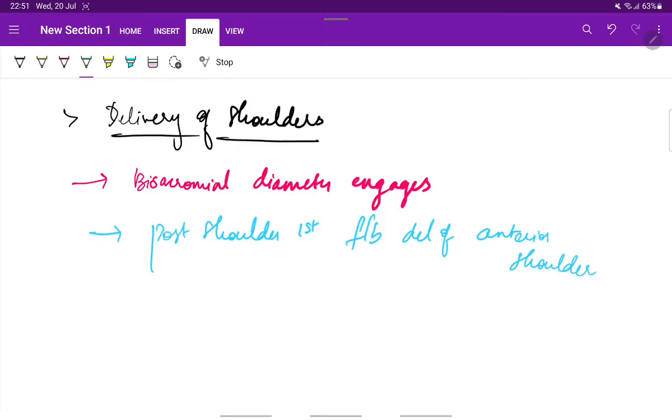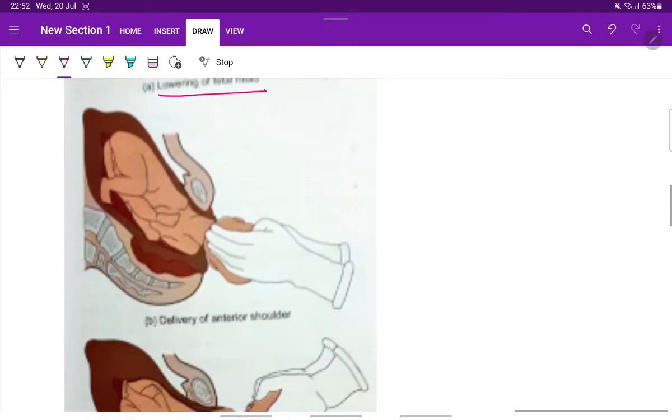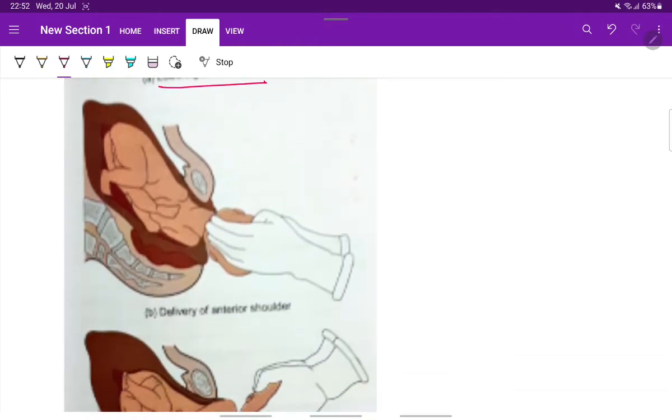Let's see how, with a diagrammatic explanation. The first step is we lower the fetal head so that the anterior shoulder gets underneath the pubic symphysis. Then the posterior shoulder gets delivered first.